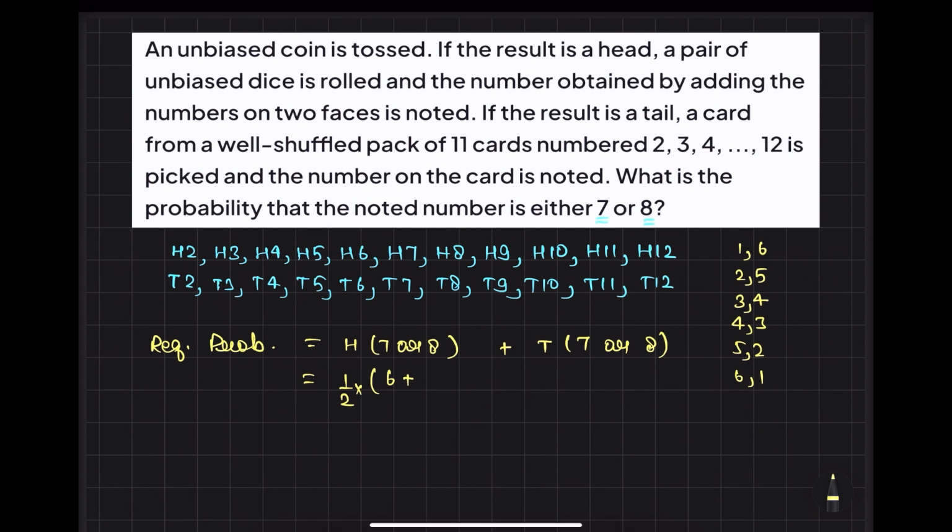8 will come 5 times. How? Look at this. So it is 8, so it is 6. I'll go with 2. So it is 2, 6, 3, 5, and then 4, 4, 5, 3, and then 6, 2. So it is 5 times.